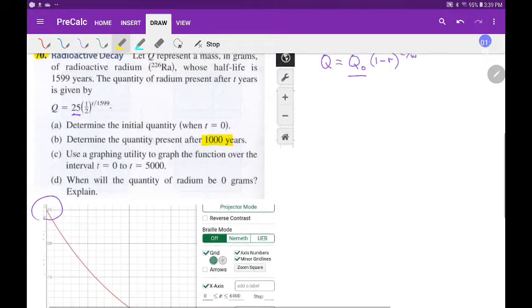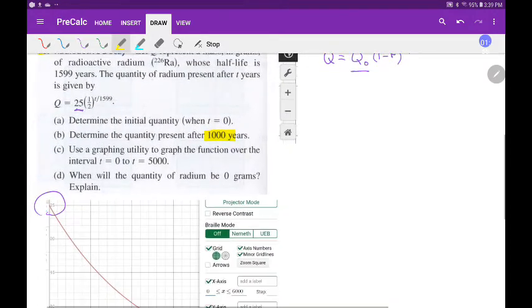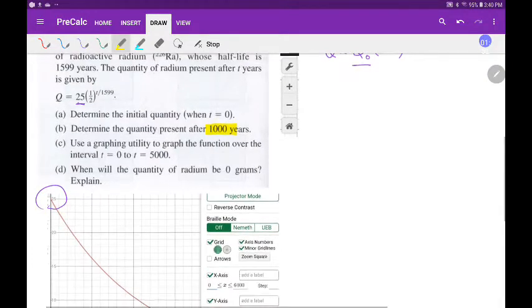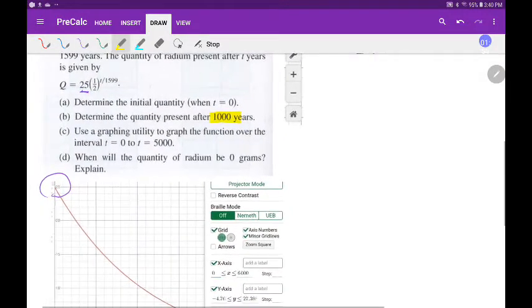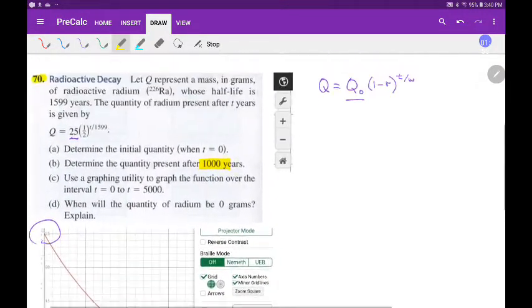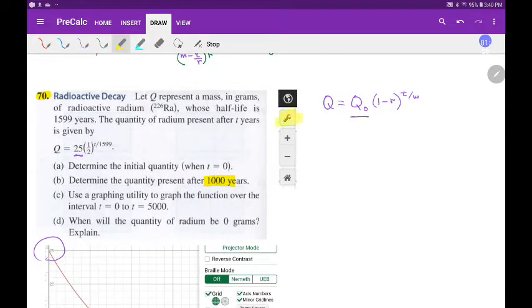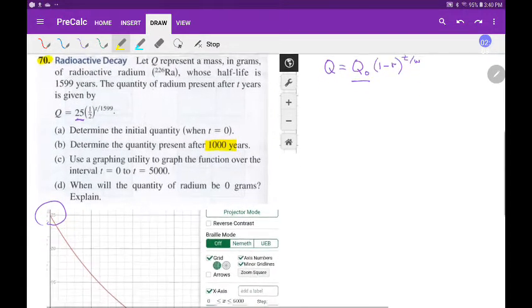And then use a graphing utility to graph the function over the interval t equals 0 to t equals 5,000. I went ahead and went to 6,000. If you go to Desmos and you see that wrench, you want to click on the wrench. Because if you don't do this, you're just going to get a flat line. It's going to look pretty flat. It's not going to look very impressive.